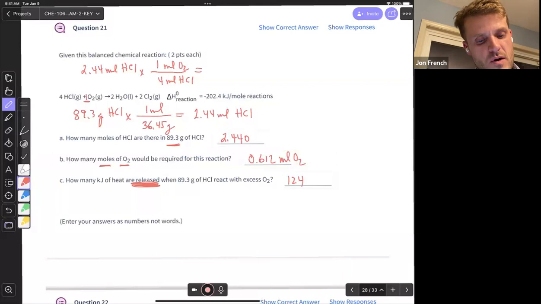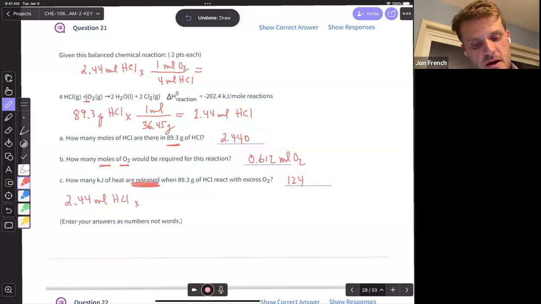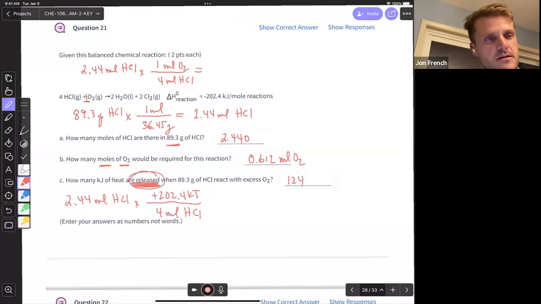Right, so if I've got 2.44 moles of chlorine, we go to that thermochemical equation, and that tells us for every 4 moles of HCl, I'm going to release 202.4 kilojoules. And again, they kind of are already saying, just give us the absolute value.